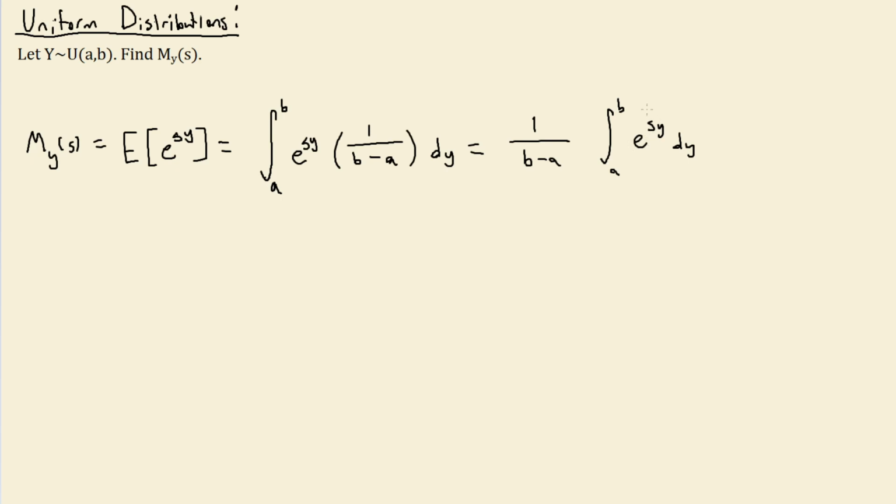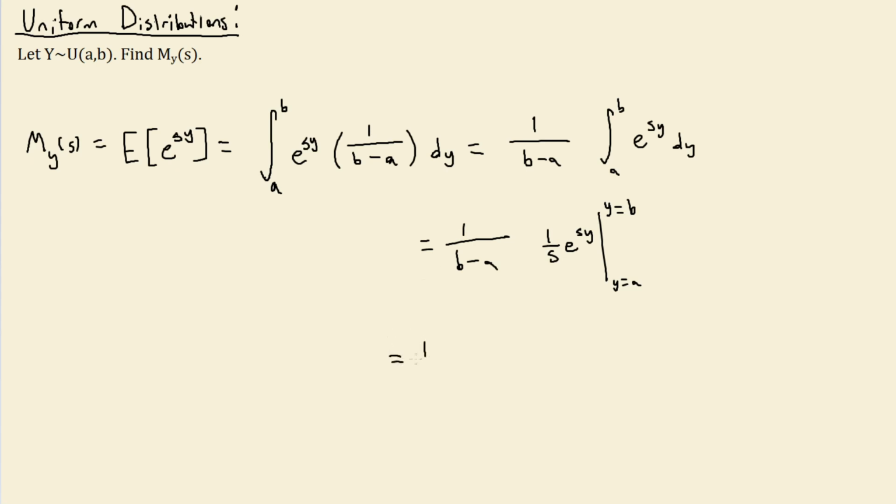And so the antiderivative would just be 1 over s times e to the sy. And so this is just going to be 1 over b minus a times 1 over s e to the sy evaluated at y is equal to a, y is equal to b. And so what is this going to give us?